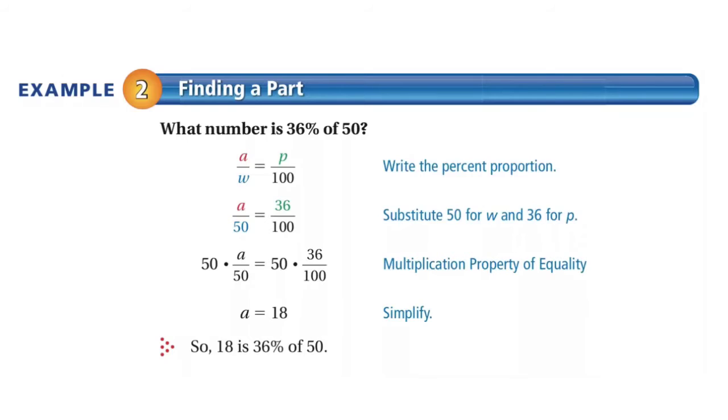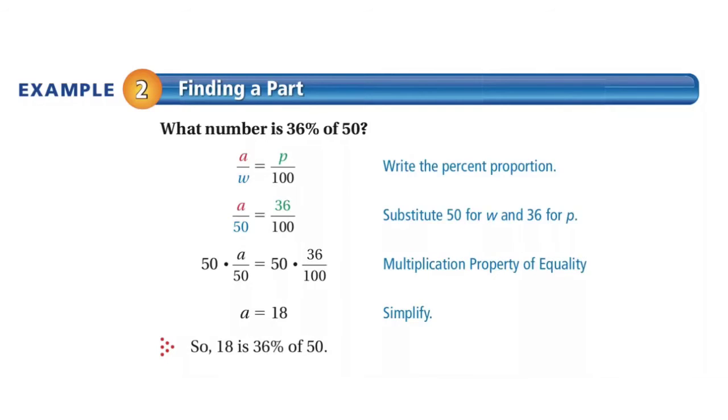In this second example, we're finding the part. It says, what number is 36% of 50? Well, 36%, the percent sign lets us know that's the percent, so the 36 goes in place of P over 100. Of 50 lets us know that the 50 is the whole amount, so that goes down in place of W. What's left? A. That's what we're looking for. So we have A over 50 equals 36 over 100, and we use cross products.